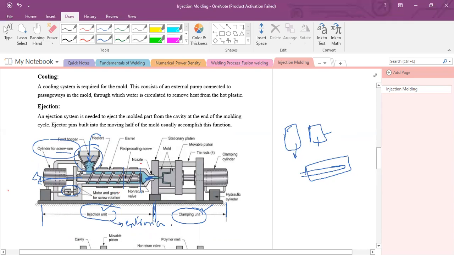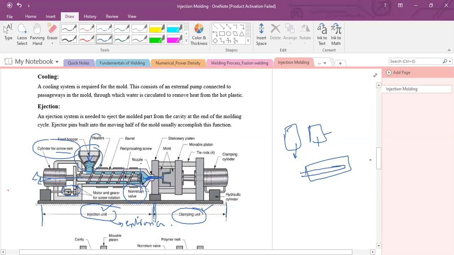There is one non-return valve. This non-return valve is mounted near the tip of the screw. It prevents the polymer melt from flowing in the backward direction. It could be possible that if the mold parts are not closed enough or not completely fit together, the molten material will come out and move in the backward direction. So this non-return valve is used to prevent the backward flow of molten material from the mold cavity.